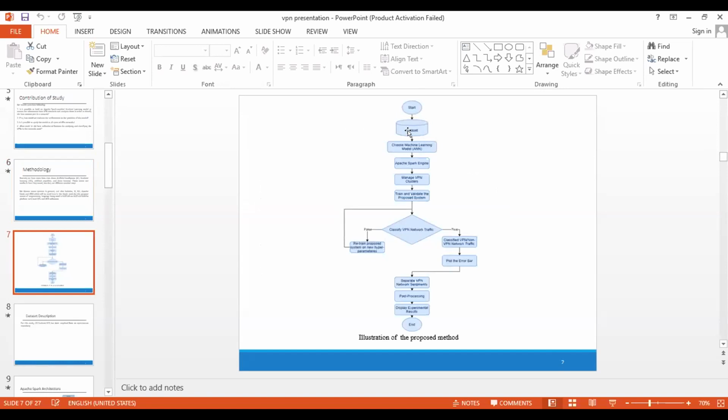We start with a data set, choose ANN, then operate the Apache Spark engine. We try to manage the VPN cluster, train and validate the system. We either get the VPN classified or we retrain the system using a new parameter. If the system works, we plot the error bar, separate the VPN network sentiments, then we get to the post-processing phase, and the experimental results are shown.